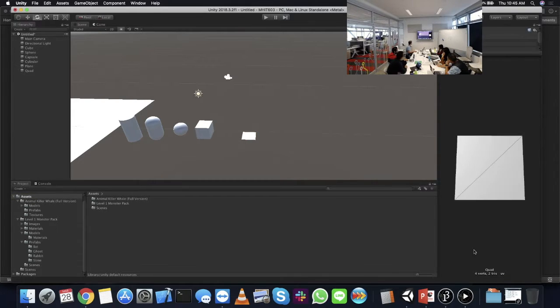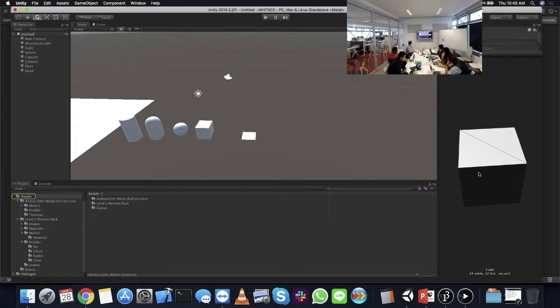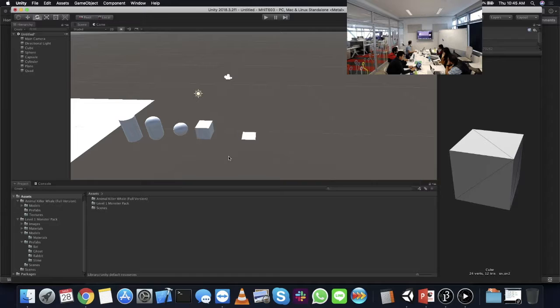And we can see this is made up of 4 vertices and 2 triangles. So 4 vertices, 1, 2, 3, 4, and we can see the 2 triangles with a line down the middle of them. Likewise, we can do the same for our cube. So this one's made of 24 vertices, 6 times 4 effectively. It's made up of 12 triangles, so 2 for each side.